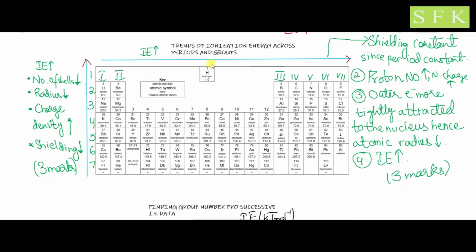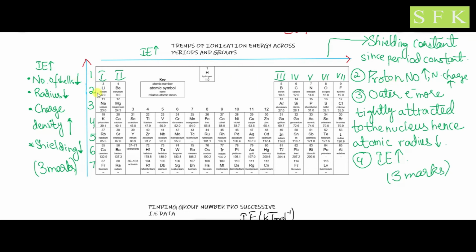Now going from left to right, that is going across the period, the shielding effect remains constant because we know that the number of shells is constant. In lithium, beryllium, boron, carbon, nitrogen, oxygen, and fluorine, there are two shells across this period.